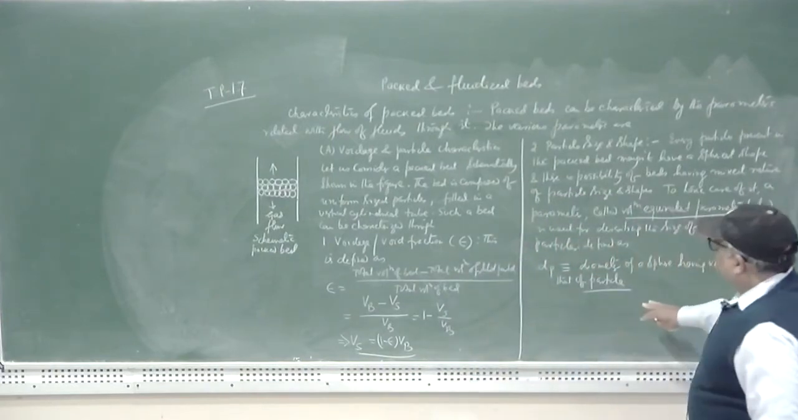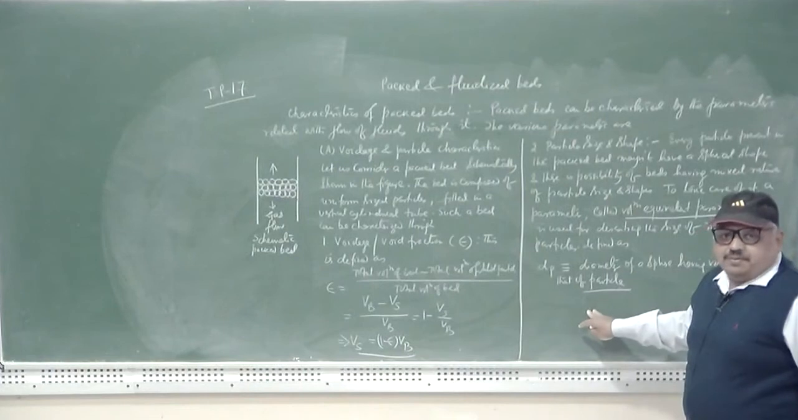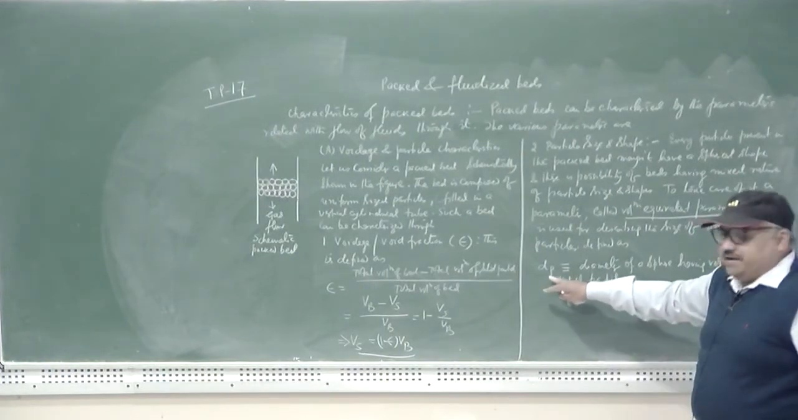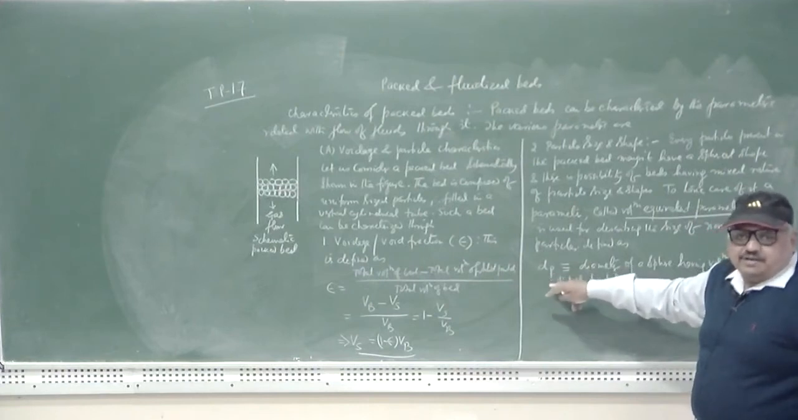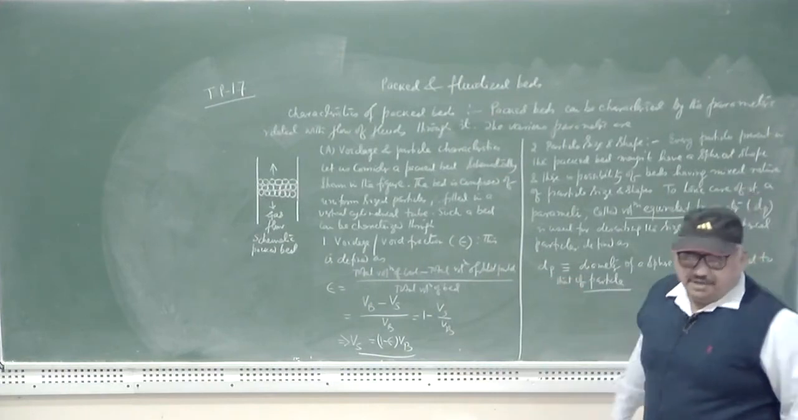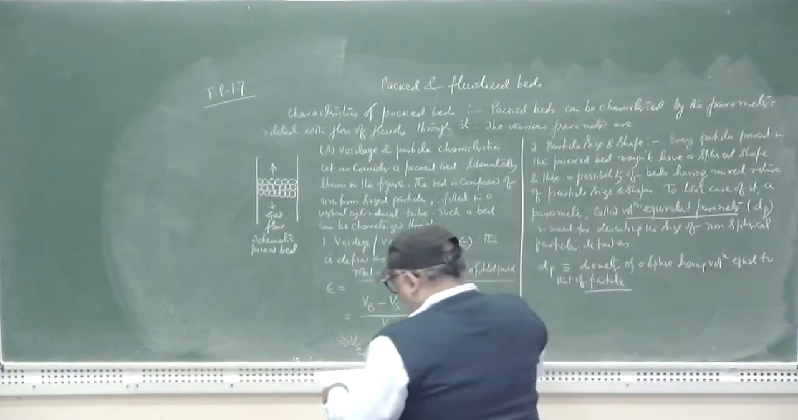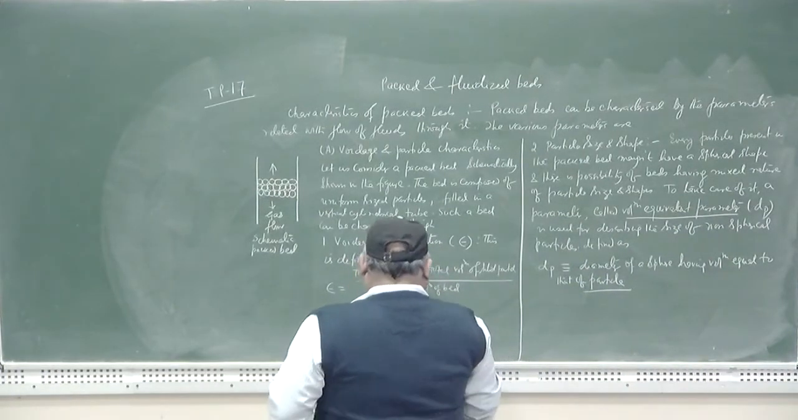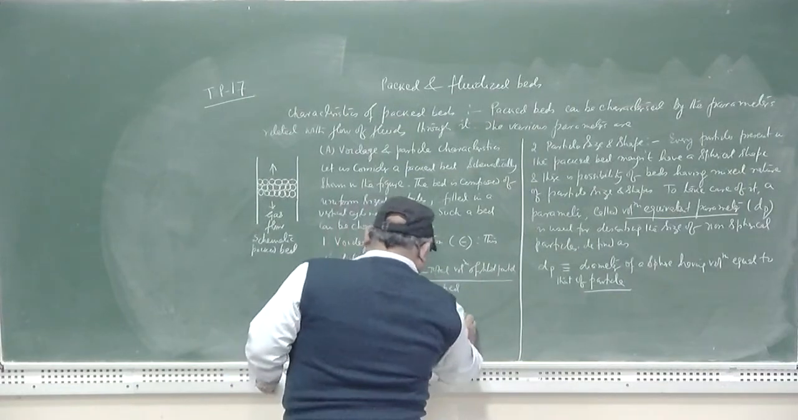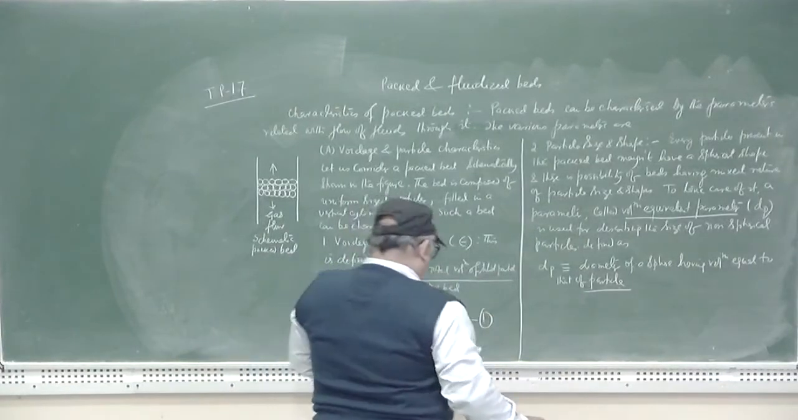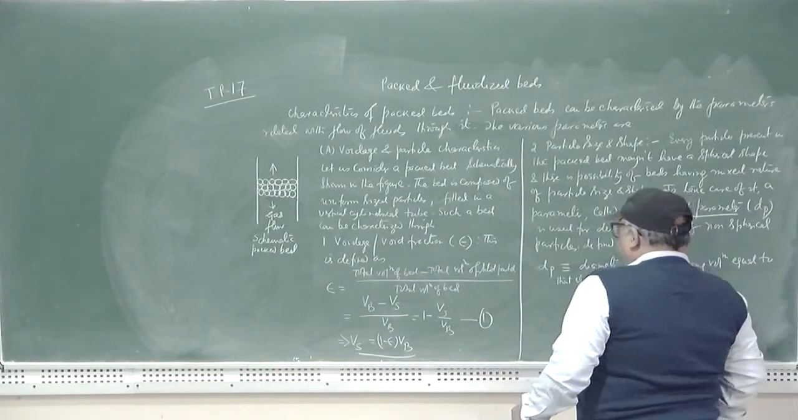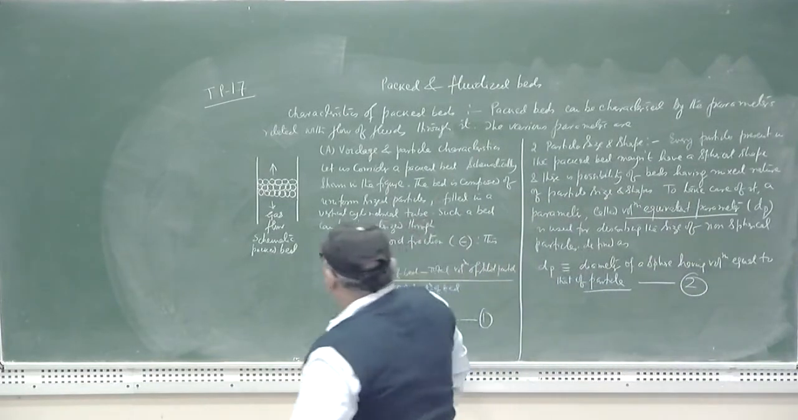So, if V is the volume of the particle, that should be equated to 4 by 3 pi dp cube, from where you can easily determine the value of dp. So, let it be equation number 1. This definition is regarded as equation number 2.